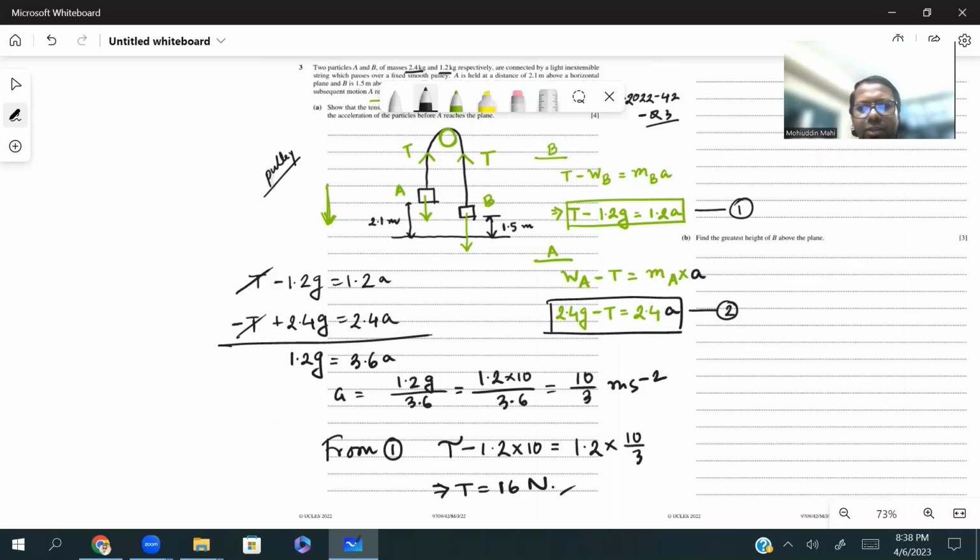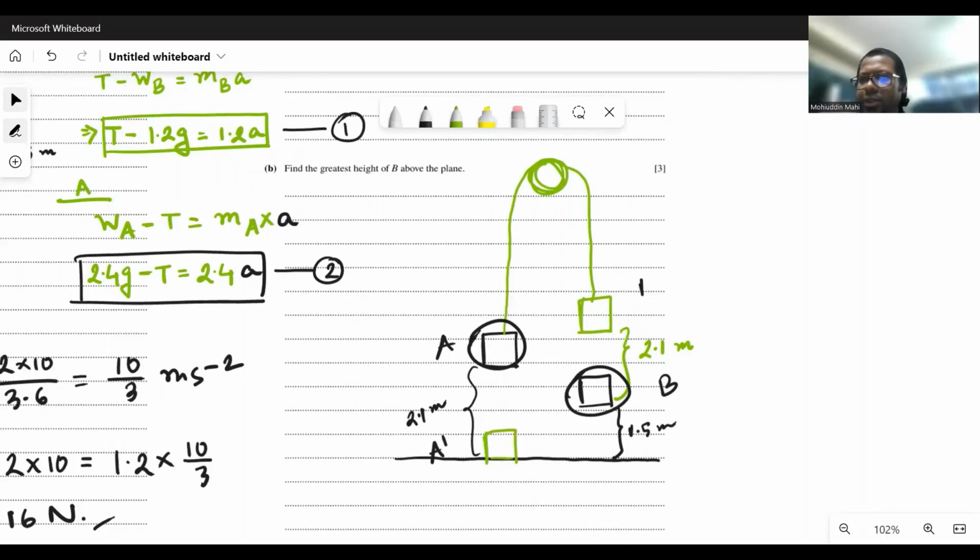So let's move on to question B. Find the greatest height of B above the plane. Find the greatest height of B above the plane. For understanding the context of this question, I've drawn the diagram again.